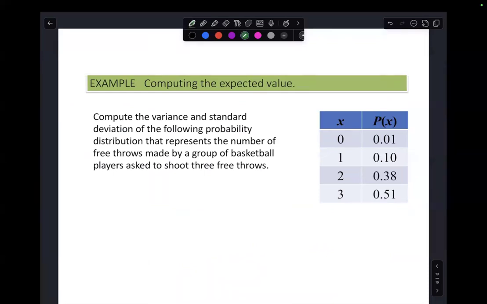I would like you to try this one. Try the expected value of the free throws. And I'm going to work behind you quietly. So start with this.